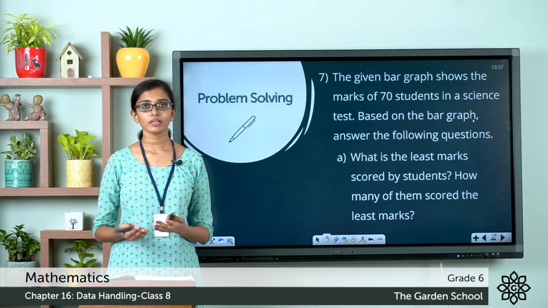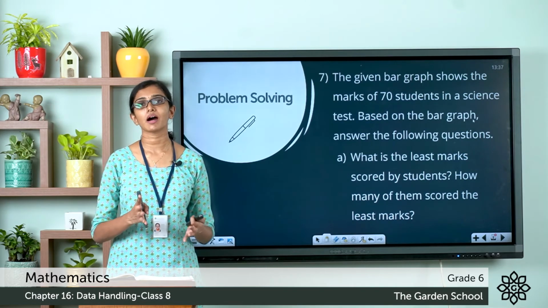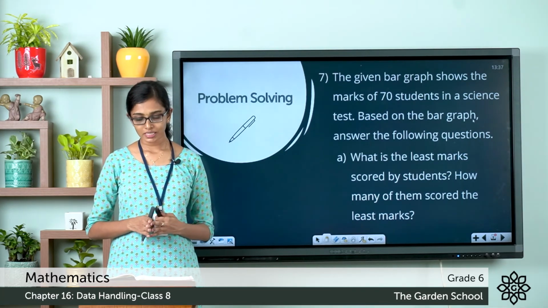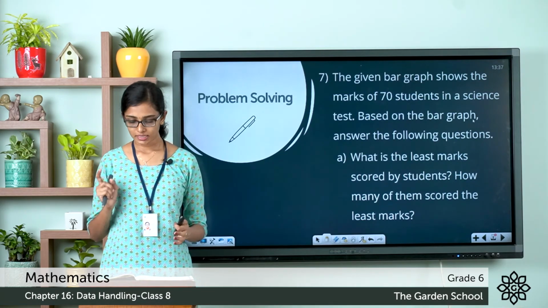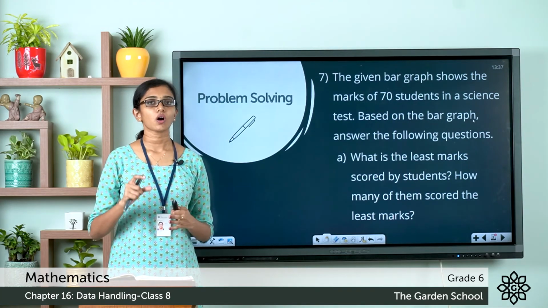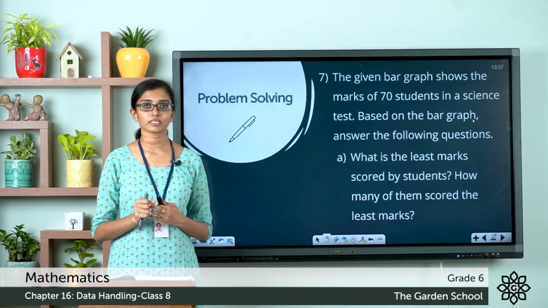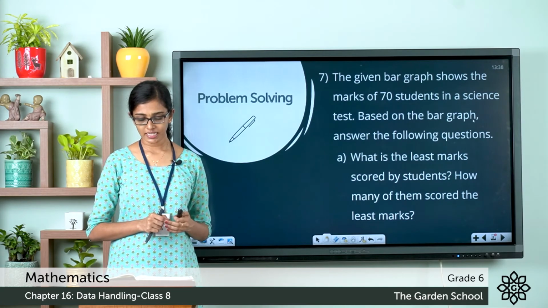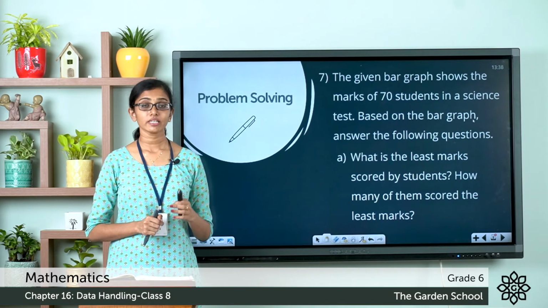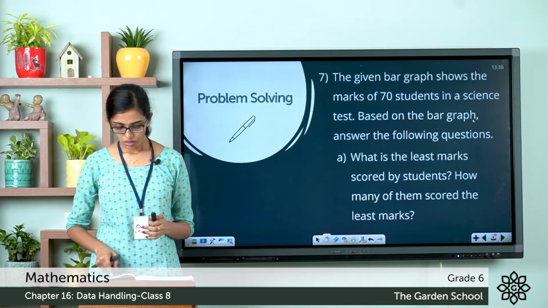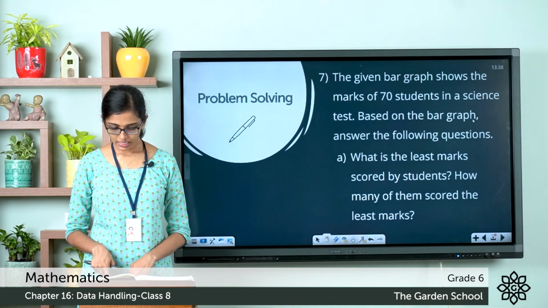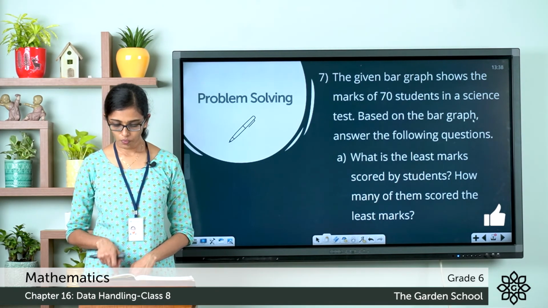In the bar graph given, the x-axis represents the marks obtained, whereas the y-axis represents the number of students. The scale given here is 1 unit is equal to 4 students. The scale means each unit length on the y-axis represents 4 students. So the first question is, what is the least marks scored by students? How many of them scored the least marks? Have a look at the bar graph. The least mark given there is 4 marks.